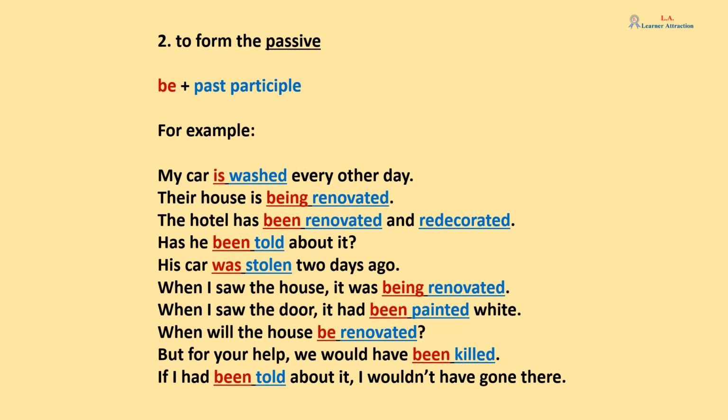Two. To form the passive. Be, plus past participle. For example, my car is washed every other day. Their house is being renovated. The hotel has been renovated and redecorated. Has he been told about it? His car was stolen 2 days ago.